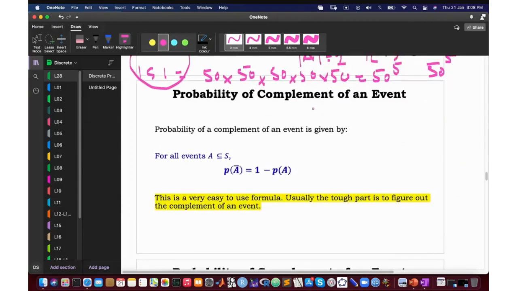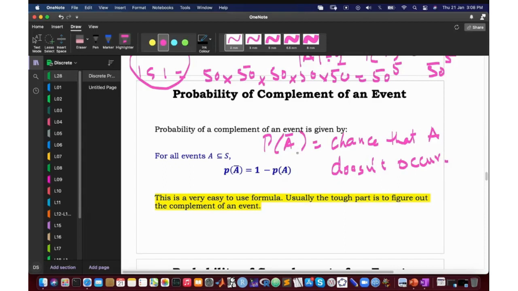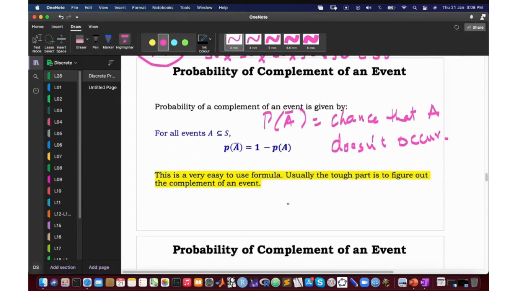All right, so the probability of the complement of an event. Probability of complement of A means what's the chance that A does not occur. That's what complement of A means. And this is equal to 1 minus the probability of A, because have a look.